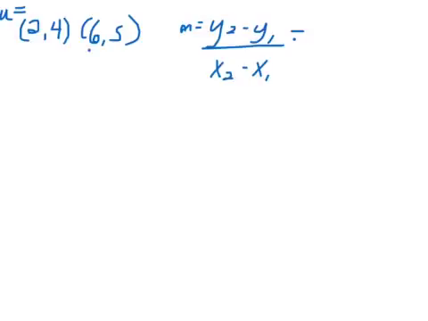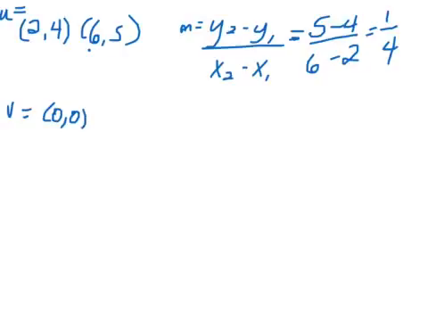This would be what, on the y's it's 5 minus 4 on top. And on the bottom, x2 is 6 minus 2. Remember, y is on top, x is on bottom. That'd be what, 1/4? Let's check vector v's slope.